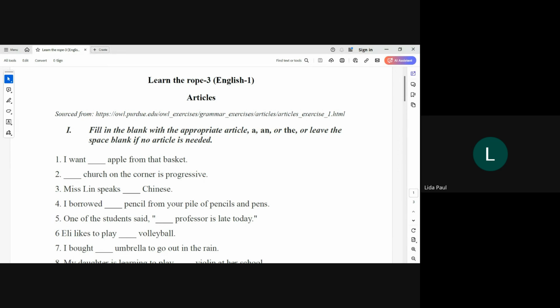Do we have articles in our languages? What do you think? What are our equivalents for a and the in our languages? The sense, any Indian language, whatever it is. Do we have articles in our language? No, nobody.